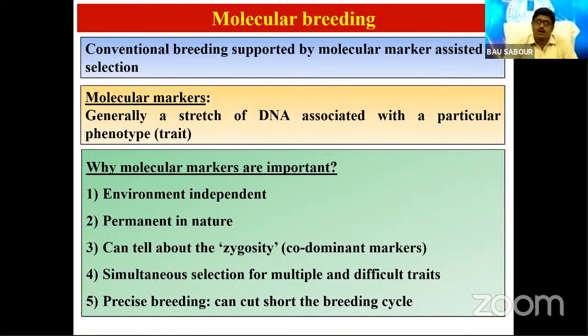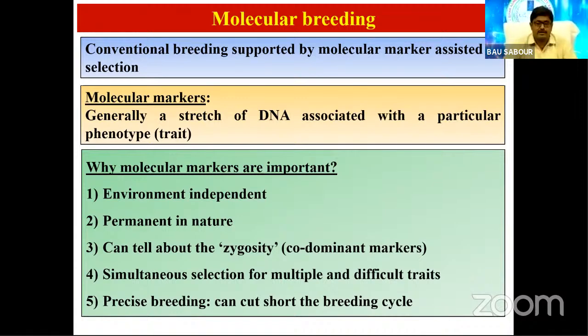Suppose I want to develop a variety which is tolerant to drought as well as submergence, which is a very famous breeding objective in the case of rice nowadays. So you can see that these two traits are self-contradictory in nature.